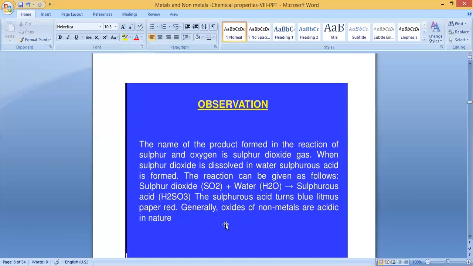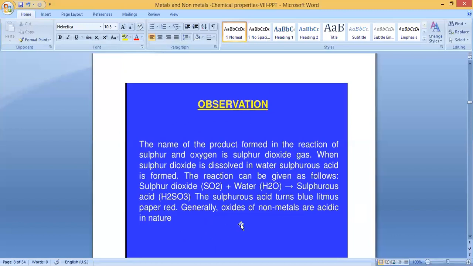Then after that, you put the solution on both the litmus papers. You can see that the blue litmus paper turns red. What does it show? That the solution is acidic in nature. So generally, oxides of non-metals are acidic in nature. So what do you learn from this? Before, we told that oxides of metals are basic in nature. Here, oxides of non-metals are acidic in nature.